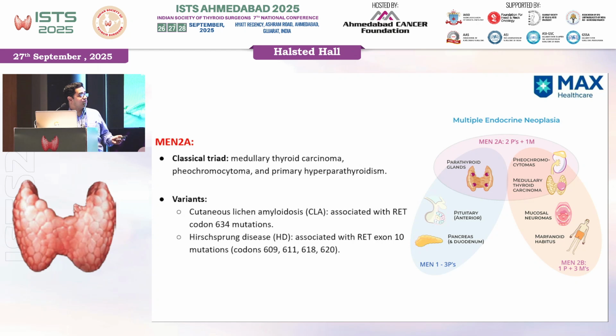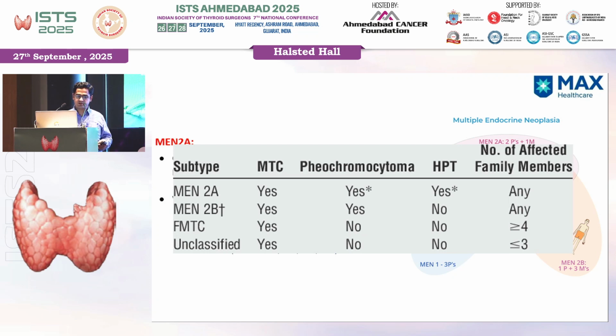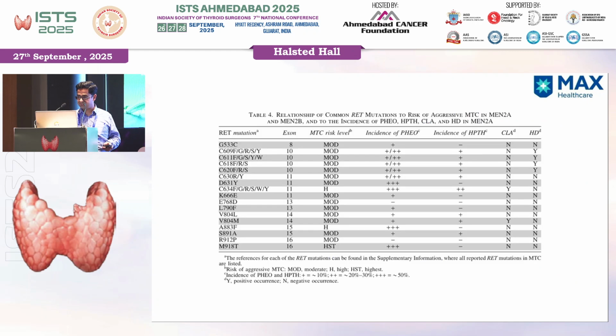This is very basic: what features are there in MEN2A, and what features are there in MEN2B. It may be associated with CLA and Hirschsprung disease, just brushing through that. What you need to understand out here is when we are talking about heritable medullary CA thyroid. In MEN2A, you will have medullary CA thyroid, pheochromocytoma, hyperparathyroidism. MEN2B, again, you are aware of the MTC and pheochromocytoma being present. In familial medullary CA thyroid, you need to have at least 4 family members impacted by medullary CA thyroid. If it is less than that, then it is not counted as familial medullary CA thyroid.